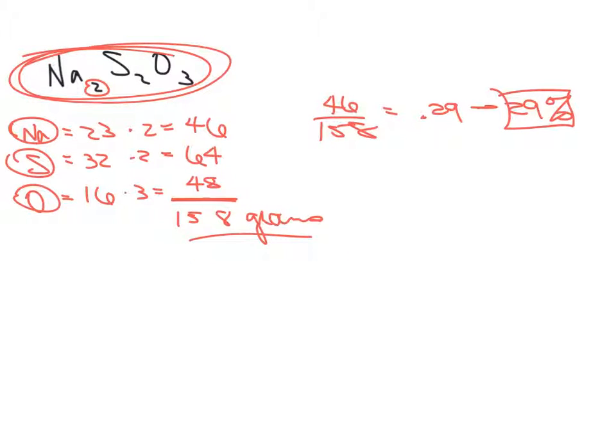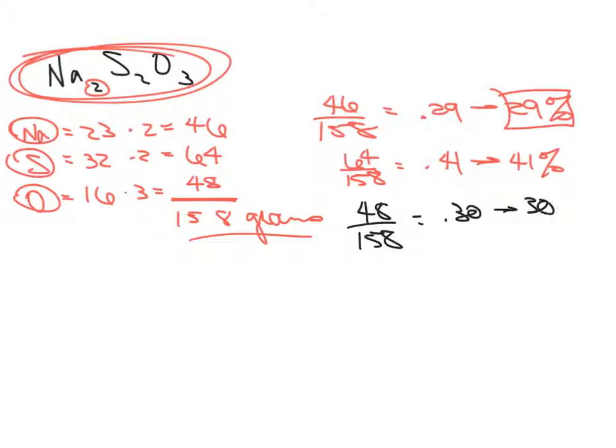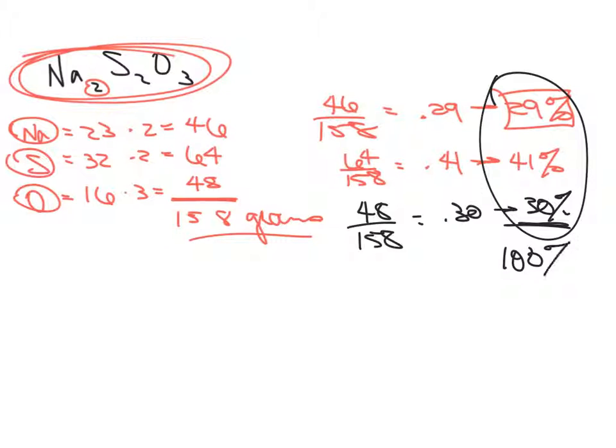is sodium. Now if we wanted to find out how much was sulfur, it would be 64 over the total weight. And 64 over that total weight would be 0.41. Move the decimal over twice, and we get 41% of the total weight of this stuff would be sulfur. And you do the same with the oxygen. 48 of the 158 total gives me 0.30, which is 30%. Now when I add these percentages up here, I should get 100%, meaning I've got all I need.